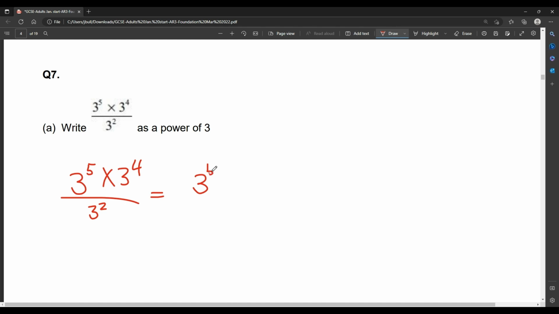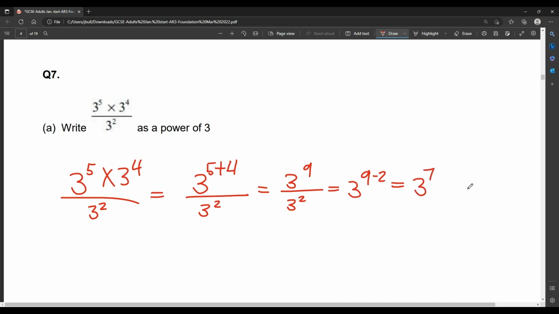So 3 to the 5 times 3 to the 4. With index laws, if we are timesing them, we can just add the exponents or add the index. We're not going to do anything to the bottom yet. So we get 3 to the 9 at the top and 3 squared at the bottom. Then also with index laws, if we are dividing two numbers with the same base, we can write it as 3 to the 9 take away that bottom one, 3 squared. And so we're going to end up with 3 to the 7, which is our final answer. We're going to leave it like that because they want it as that power of 3, so we don't want to work it out after that.